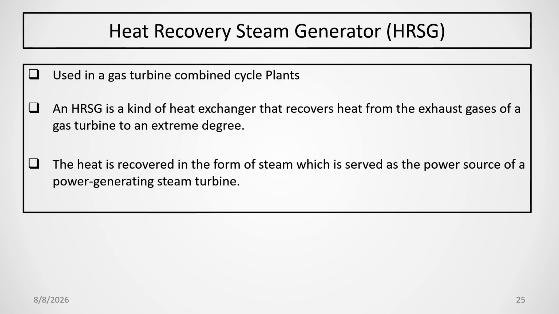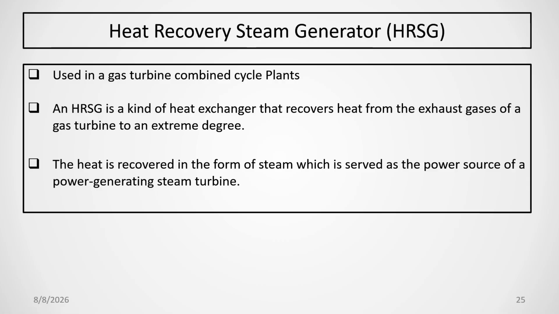Heat recovery boiler: you have seen the gas turbine exhaust. If you are venting it to the atmosphere, then that heat will be lost. So if you are utilizing this gas for generating steam, then an HRSG, heat recovery steam generator plant, can be installed, and steam will be generated. Then steam can be used either for generating power or in the process plant. That's why it is called heat recovery.